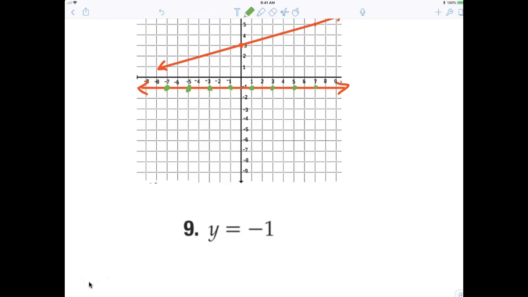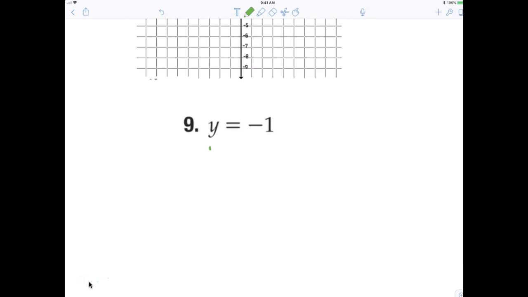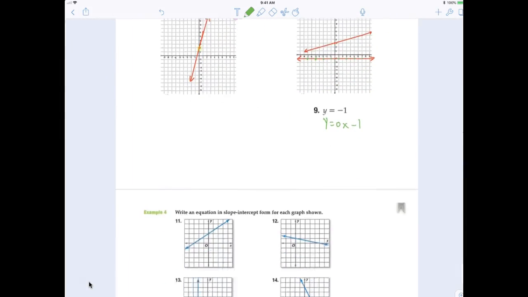Is everybody good on that? So the answer is just a horizontal line. That is exactly correct. That is the answer. And technically, if you wanted to look at that, you could say y equals 0x minus 1. But I don't think that's necessary. Is everybody good on this? All right? Now, let's have some more fun. Let's keep it going, right?